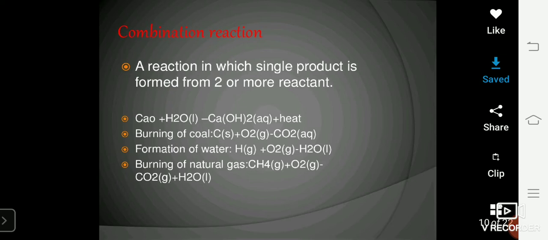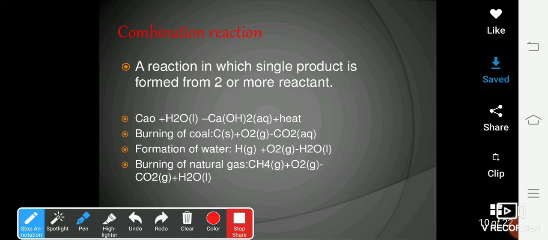You can look at the example, formation of water. Hydrogen combines with oxygen to produce water. You may have seen burning of magnesium. Now, when magnesium burns in air, it produces Mg plus O2. Please remember, burning means reaction with oxygen. It will give you 2 MgO. So here, magnesium and oxygen are combining to produce magnesium oxide. So here you can see two reactants are combining to give me a single product.